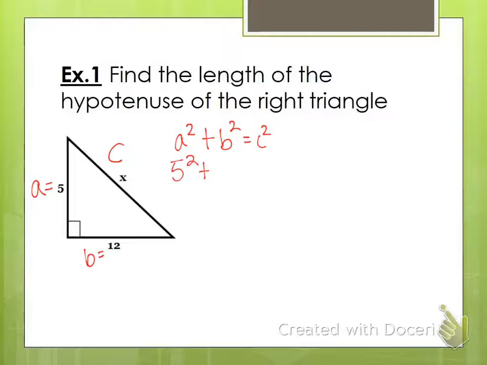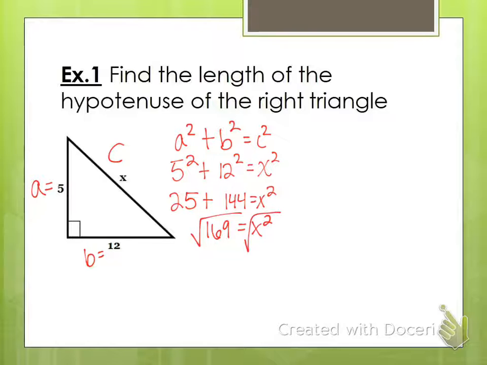5 squared plus 12 squared equals, well, we'll put in an x for C, x squared. 5 squared is 25, 12 squared is 144. Add them together. To get x alone, we need to square root. X equals, beautiful.